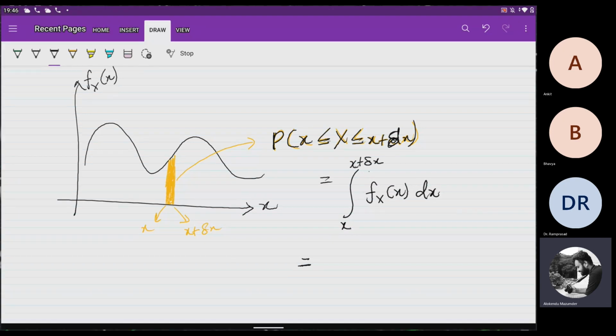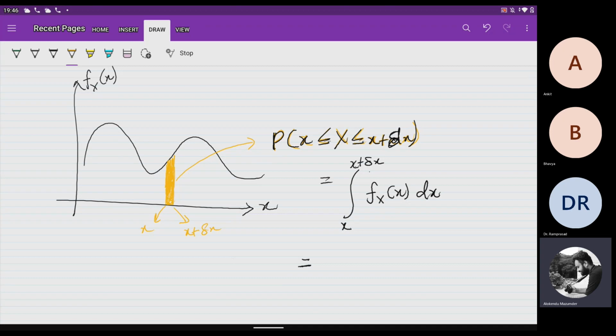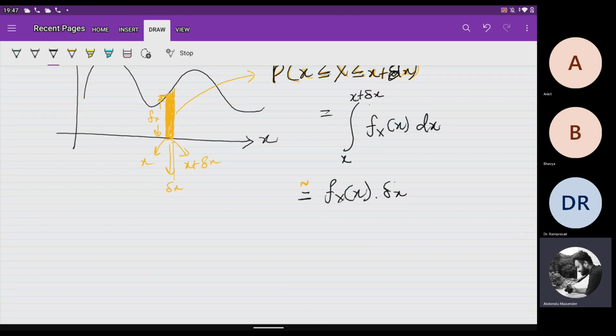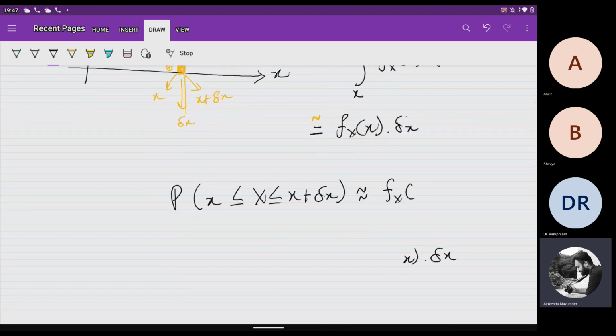Because this particular area, if you can see, can be approximated as a rectangle, right? The length of the rectangle is f(x), and the width is delta x. So it can be approximated as f(x) dot delta x. Clearly I can write that the probability that a random variable lies in a small area is nothing but f(x) delta x.